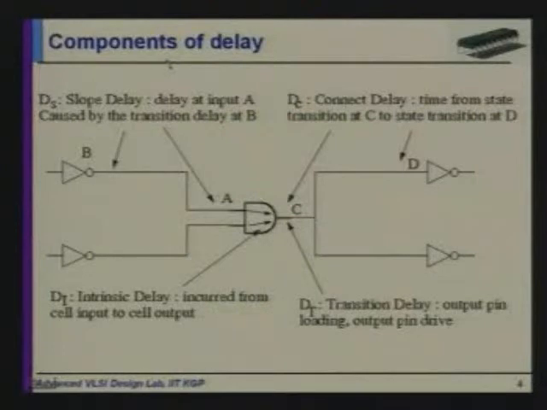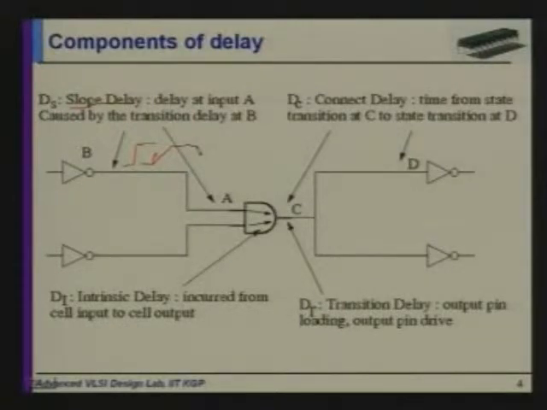In this slide I am showing you various components of delay. The first thing is slope delay. Here you see, when a transition takes place at node B, this transition can be of this form or can be of this form. The slope of the transition can play a crucial role.